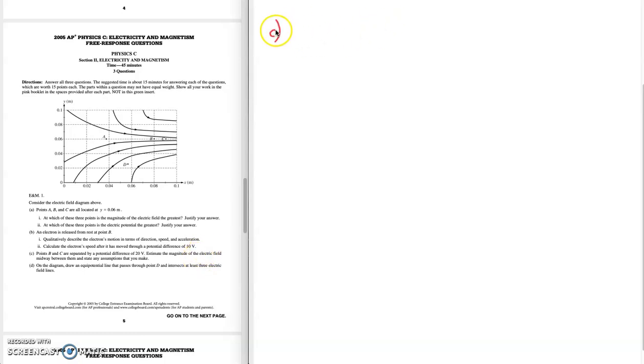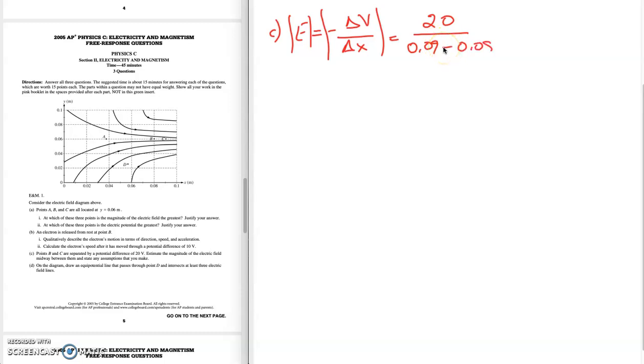All right, so C, electric field is minus delta V over delta X, and they said magnitude. So if we do magnitude here, then we just take the positive of whatever those guys are. And they say that from B to C is 20 volts, and it's also, we go from 0.08 to 0.09. So that's going to be 20 divided by 0.01, also known as 2000, and we can measure that in volts per meter because that's volts on the top and meters on the bottom.